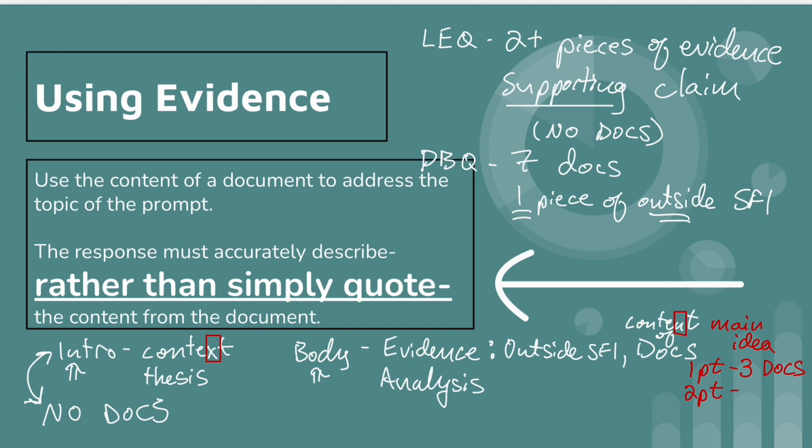You have to summarize the main idea of 3 documents to get 1 point. How many do you need to summarize to get 2 points? 6 documents. Okay, so for the evidence section of your DBQ rubric, you can get 3 points for using 6 documents, summarizing them, and then giving a piece of outside evidence that's not mentioned in the documents. So you have 2 up here in the intro, and then 3 for the body paragraphs. You're looking at 5 out of 8.